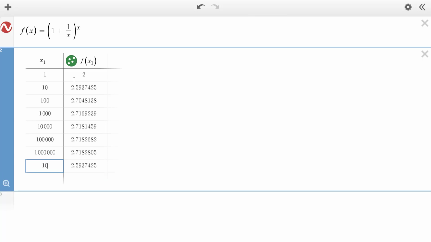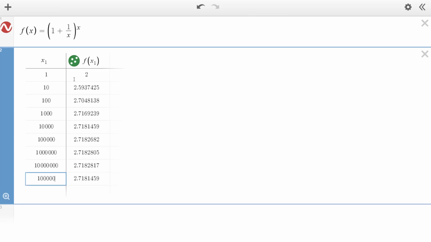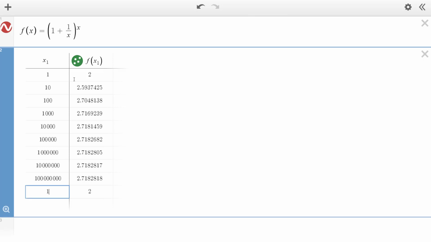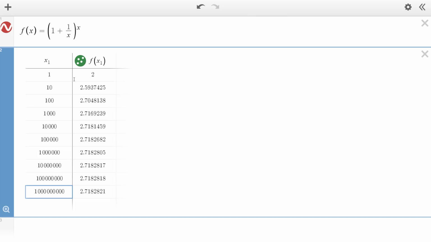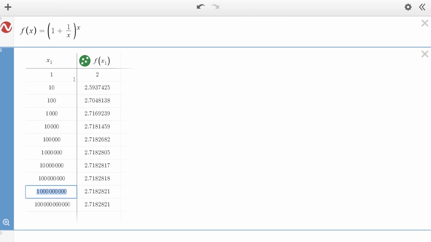So if I put a 1 with 7 zeros behind it, or a 1 with 8 zeros behind it, or 9 zeros behind it, you can see it's really honing in on 2.71828. And so this seems to be fairly convincing that this must be approaching something magical. And it is. This is called a limit of a function. As x goes to infinity, it looks as though our function is approaching 2.7182821.